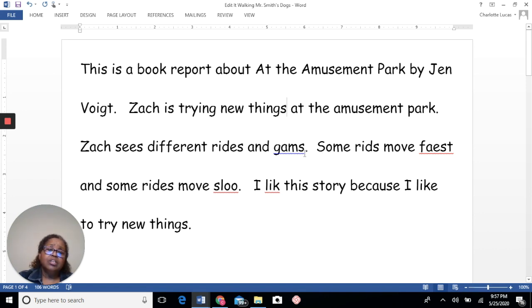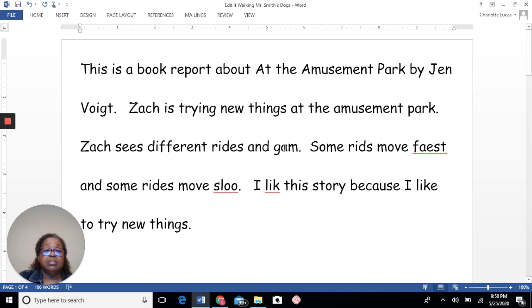Gams. Do you think they're trying to spell game? Let's take that S off just in case it's a suffix. Gam. We don't even know what a gam is. It looks like it's spelled correctly for whatever a gam is, but we've never heard of gam. But they're different rides and games. I think they're trying to spell game.